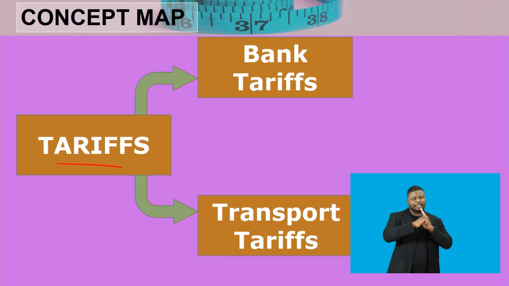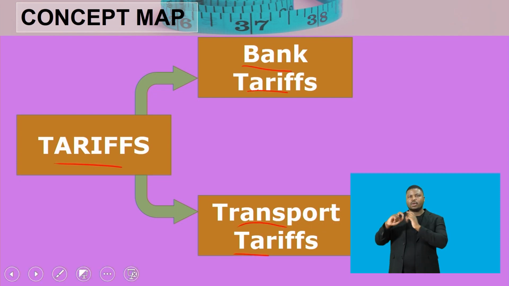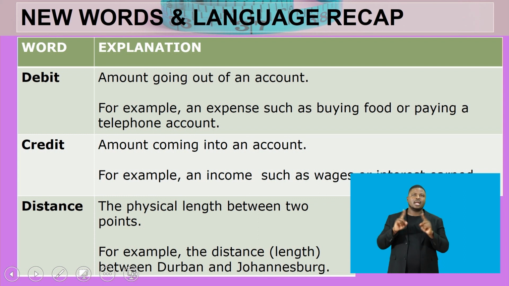Today's focus was on tariffs, and specifically the bank tariff as well as the transport tariff. The words that we covered were: a debit, which we explained as the amount of money going out of an account. We had an example where an expense is buying food or paying a telephone account. Credit, the amount that is coming into the account. For an example, an income such as a wage or an interest earned.